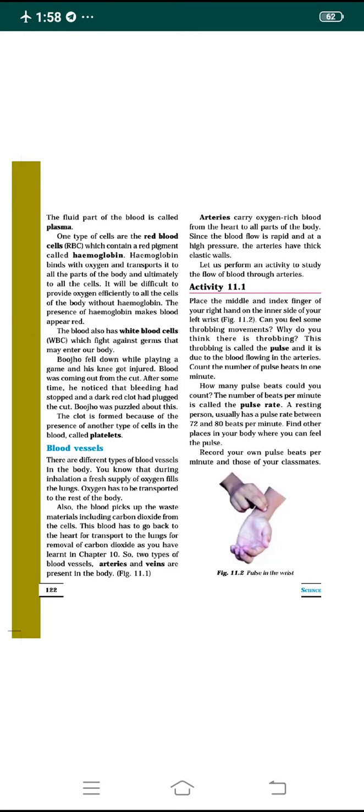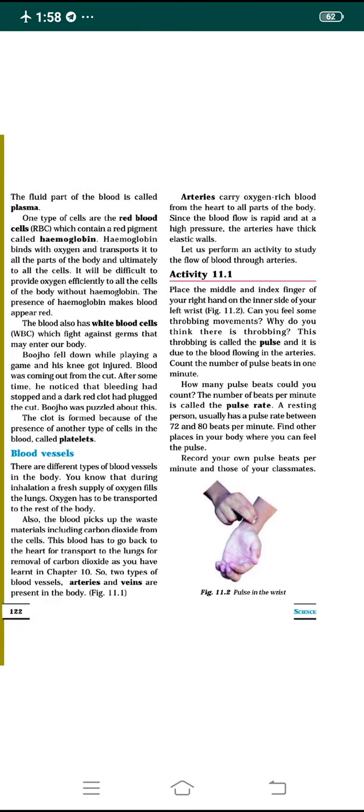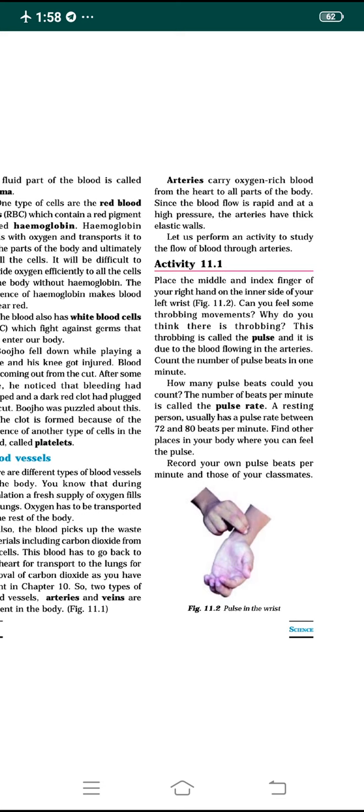Dear students, in the previous class we discussed the pulse rate. This is a very important concept of the lesson. Pulse is nothing but a pressure. It is due to the blood flowing in the arteries that gives the pulse. How many times the pulse beats per minute is called the pulse rate. This is very important. The doctor checks it whenever you go to a doctor.